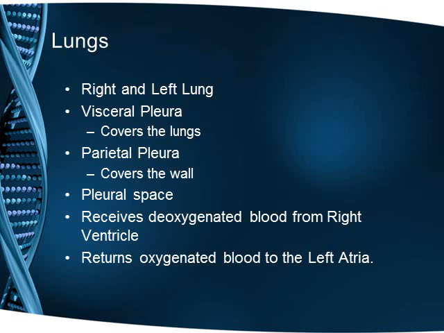The lungs themselves receive deoxygenated blood from the right ventricle via what highway? Pulmonary artery. The pulmonary artery takes blood from the right ventricle and dumps that into the lungs so the gas exchange can take place. And then we have oxygenated blood returning to the left atrium via the pulmonary vein.